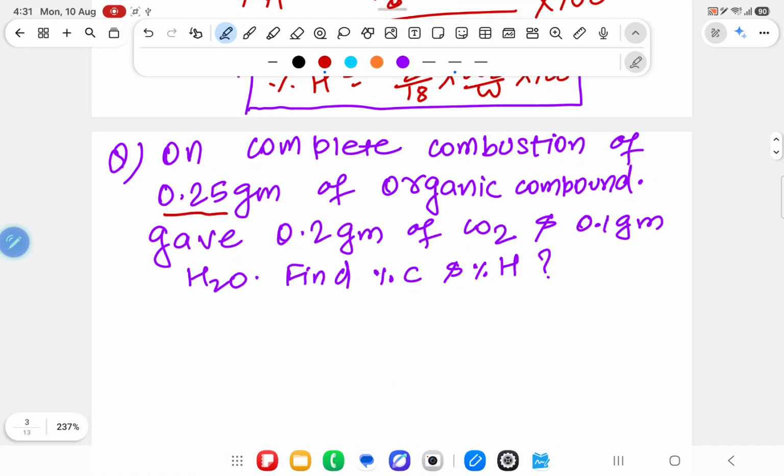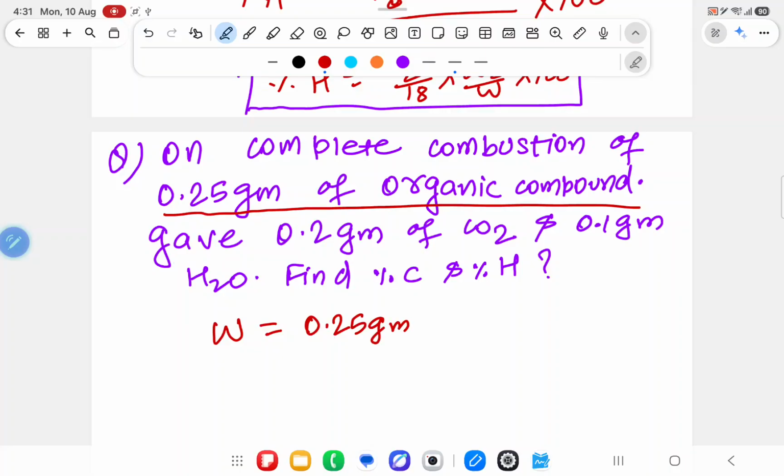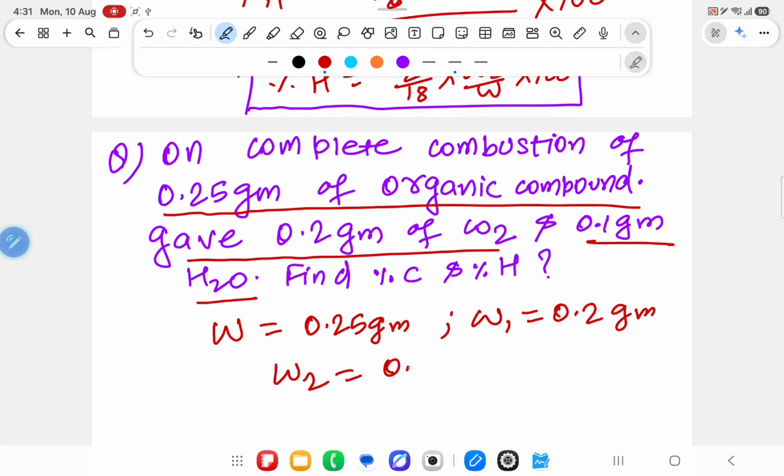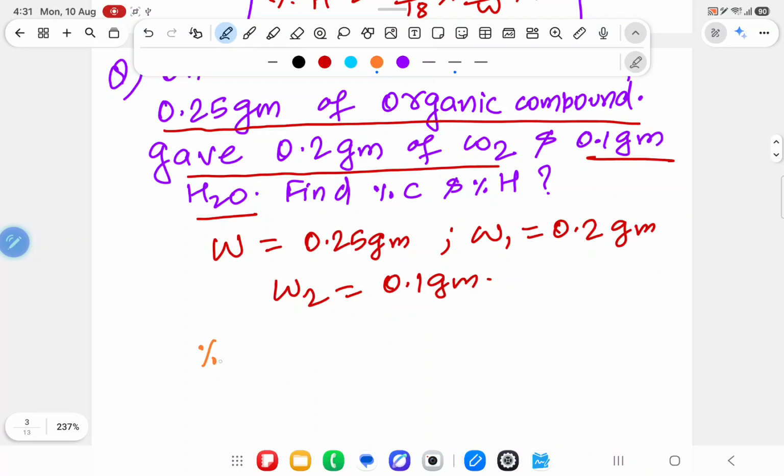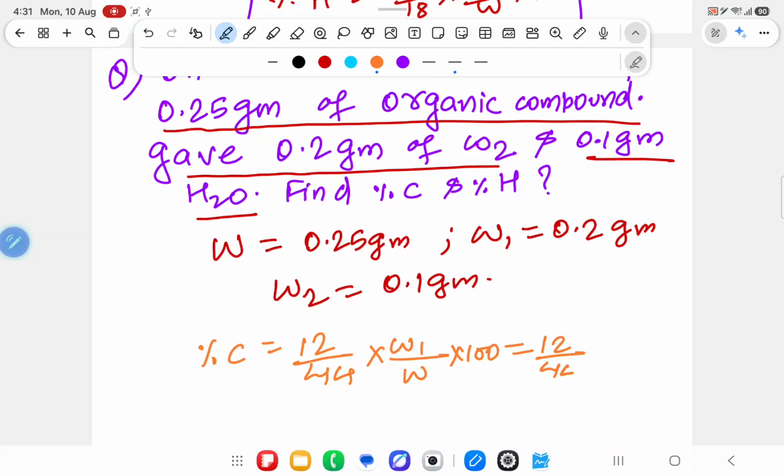On complete combustion of 0.25 gram of organic compound, I have taken the weight of organic compound as W is 0.25 gram. They give 0.2 gram of carbon dioxide, that is W1, the weight of carbon dioxide is 0.2 gram, and 0.1 gram of water, that is W2 equals 0.1 gram. Why have I taken W1, W2? Previously I dictated like that only. Now over here, if you have to find the percentage of carbon, what will you write? 12 by 44 into W1 by W into 100, that is 12 by 44, W1 is 0.2, W is 0.25, into 100.